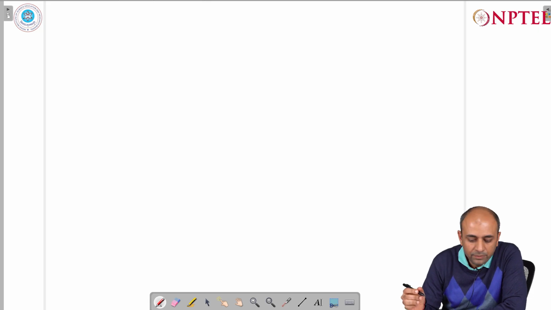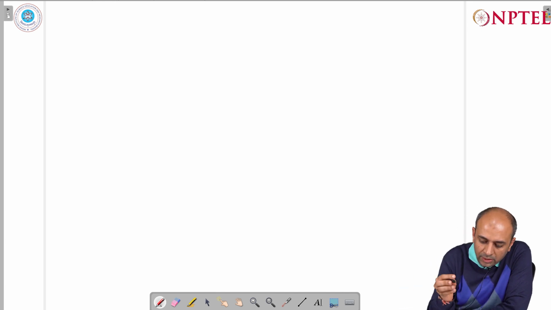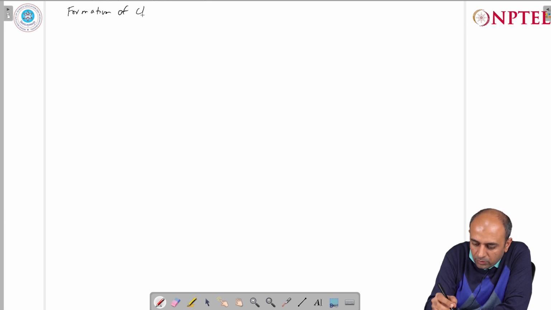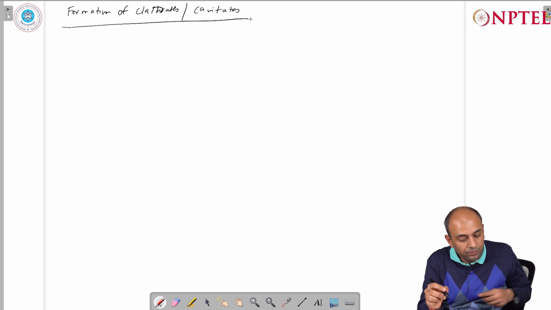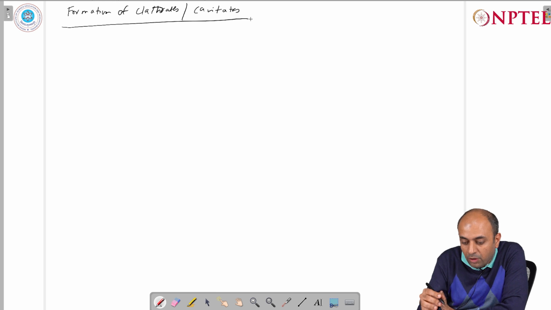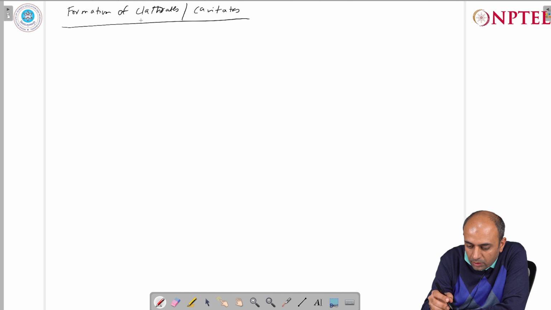So, now let us continue our discussion about host guest chemistry. Now, the next concept is the concept of formation of clathrates or cavitates. Now, when you have the formation of the clathrate or the cavitate, there you have the host molecule.